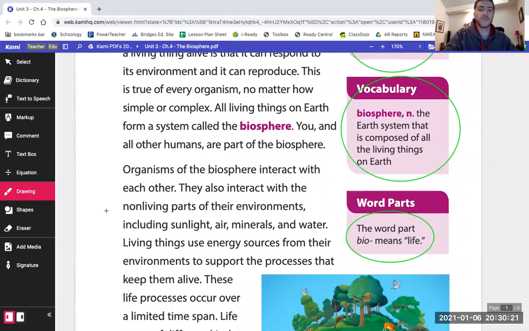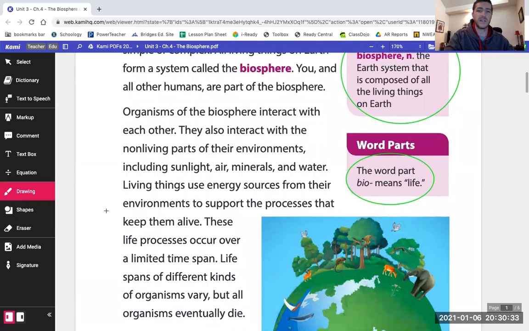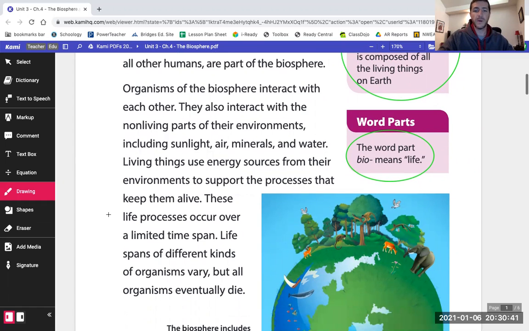Organisms in the biosphere interact with each other. They also interact with the nonliving things of the environment, including sunlight, air, minerals, and water, a lot of those other spheres that we talked about. Living organisms use energy sources from their environments to support the processes that keep them alive. These life processes occur over a limited time span. Lifespans of different kinds of organisms vary, but all organisms eventually die. It's a Debbie Downer one, but we're going on.